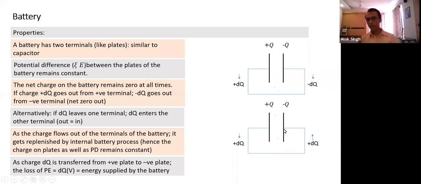What is the loss of potential energy? Potential energy is dq times V. And again, the battery has come back to the same energy state. So if the charge flows here, what is the energy which has been supplied by the battery? Where has this energy come from? Energy has come from the battery. So if charge dq flows from the positive terminal to the negative terminal of a battery of potential V, the energy supplied by the battery is charge flow times V. Any complication in that?